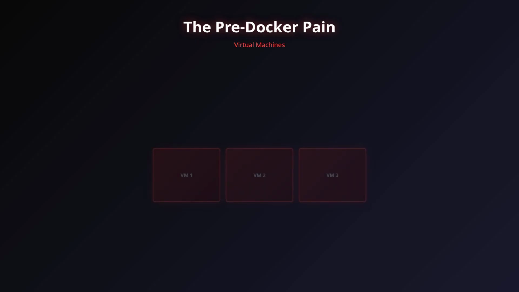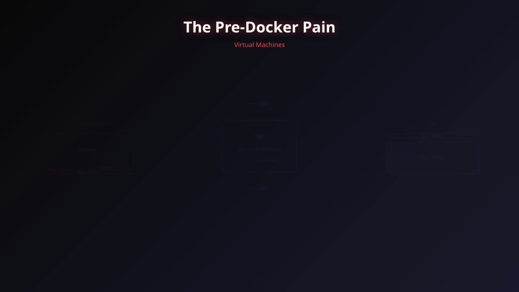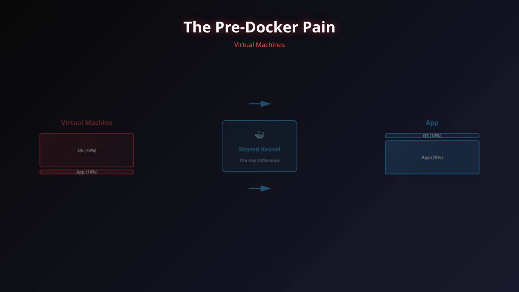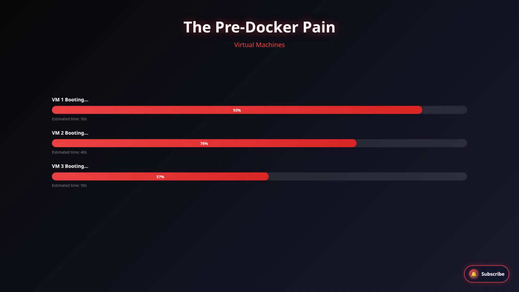Want to run 3 different applications? That's 3 full operating systems, 3 kernels, 3 sets of system libraries. Your host machine starts groaning under the weight. Look at this. Each VM needs its own guest OS, its own kernel, its own system resources. They're completely isolated, which is great for security, but terrible for efficiency. And the boot times? Forget about it. Starting a VM can take minutes. Your CPU and RAM are maxed out, and you're still waiting for things to spin up.